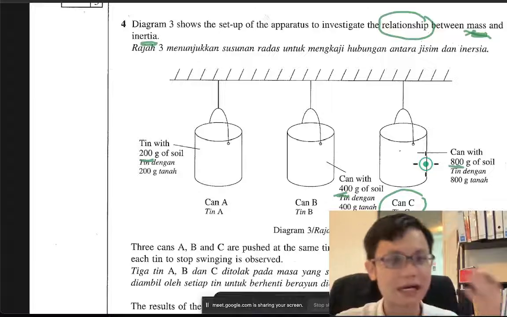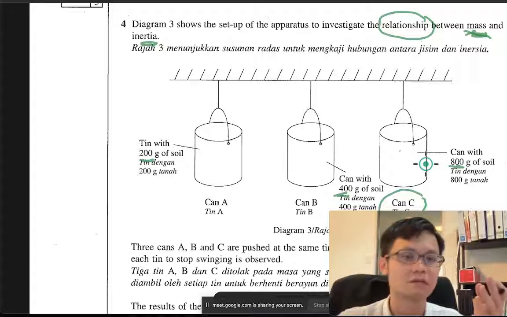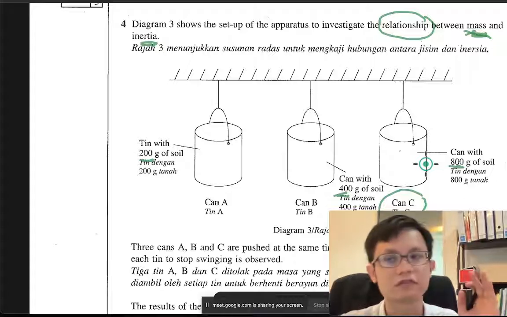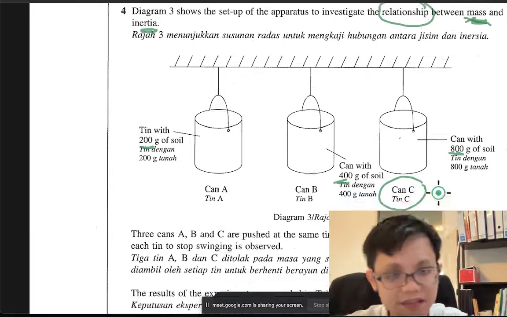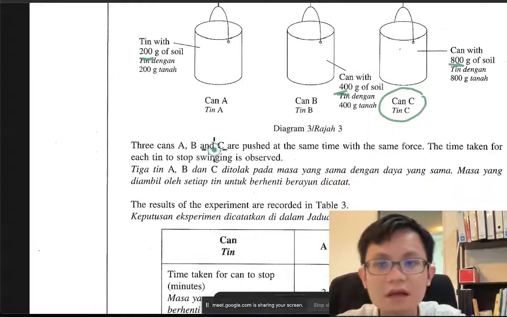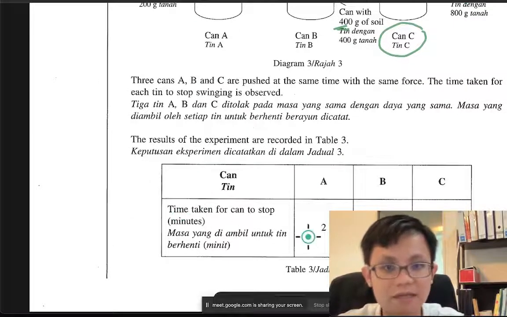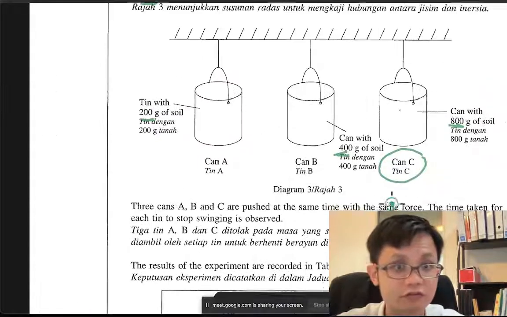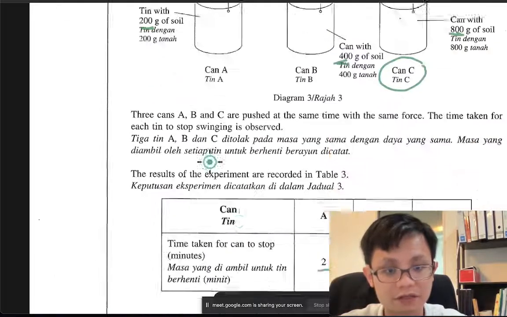For example, if I take a bus and a car moving at, let's say, 40 miles per hour, and I just let the pedal go, I don't press the brake, the car will also go, but the bus will go longer because the bus has higher inertia. The bigger the mass, the higher the inertia. Three cans A, B, C are pushed with the same force, and the time taken is observed. The time taken is 2 minutes, 4 minutes, and 15 minutes. So this proves our hypothesis is true, where the higher the mass, the more inertia.